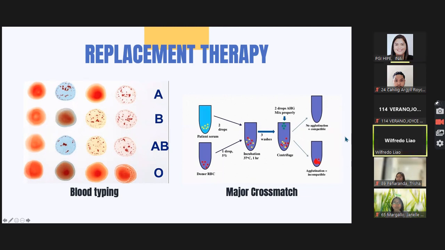For universal, they have to understand it is type O and should be RH negative. Okay, because you cannot give an RH positive to a female in the childbearing group. Yes. Because you will react, and you will have an ABO incompatibility later on with the baby. That's the reason why. But for a male patient, if the patient is massively bleeding, you can give a type O RH positive for a male patient. Okay.